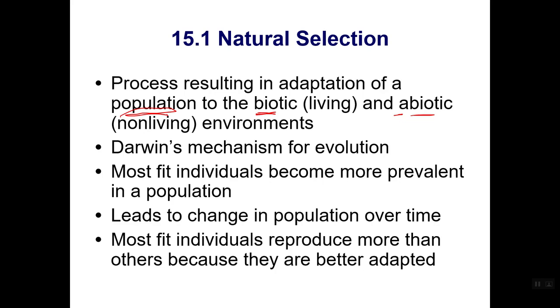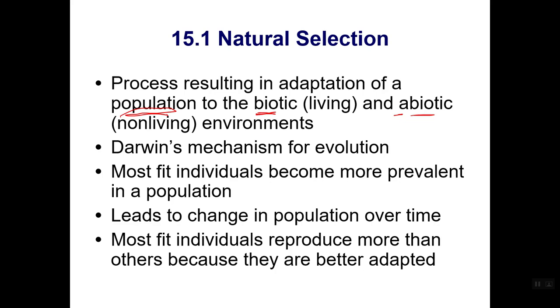The most fit individuals reproduce more than others because they're better adapted to their environment, and thus the next generation will have more prevalence of the characteristics that made the previous generation more fit.